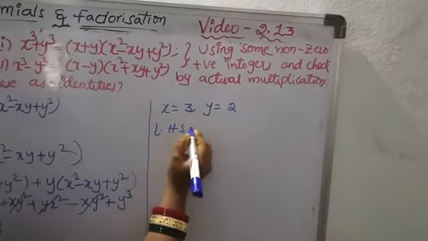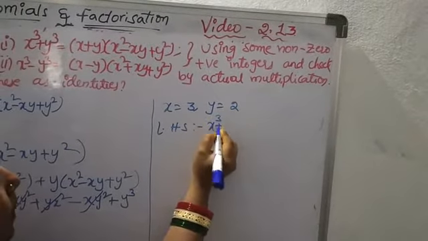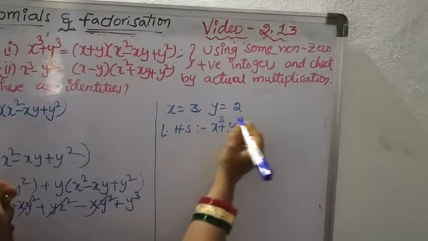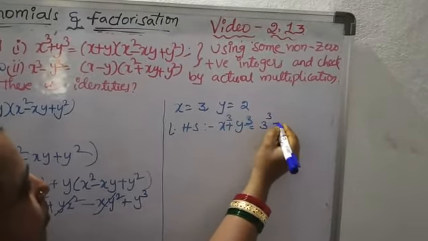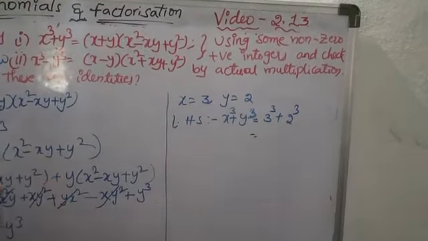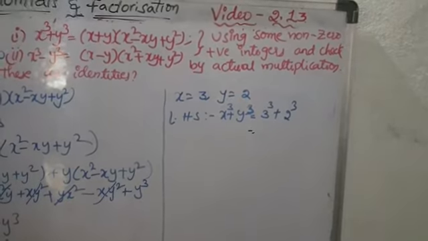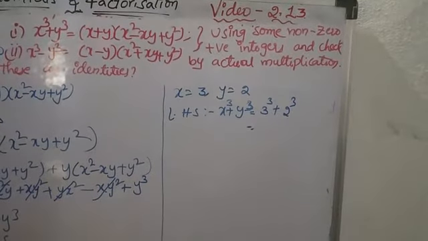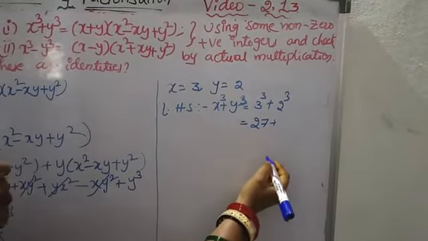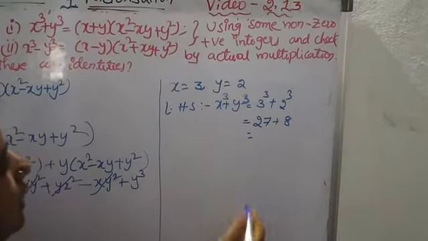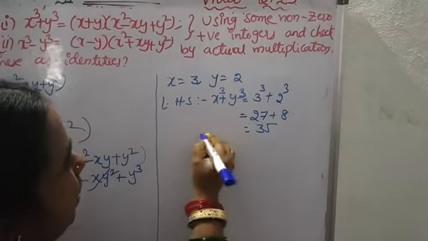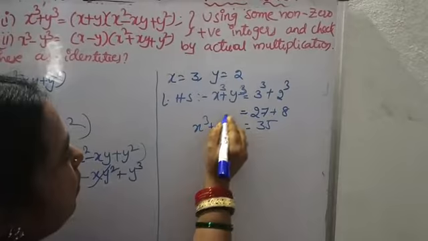Take down LHS. The LHS is x cube plus y cube. So in the place of x, 3 whole cube, plus in the place of y I am taking 2 whole cube. 3 cube means 3 multiply 3 times. 3 3s are 9, 9 3s are 27, plus 2 cube means 2 2s are 4, 4 2s are 8. 27 plus 8 is equal to how much? 35. So x cube plus y cube value is 35.